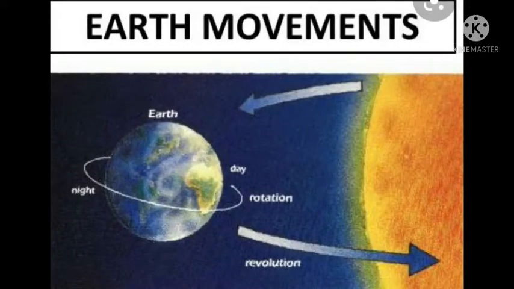Today we will learn about the movements of our planet Earth. We have already known that every planet, including our Earth, revolves round the Sun, and the Sun lies in the center of the solar system. Earth has two types of movements: rotation and revolution.